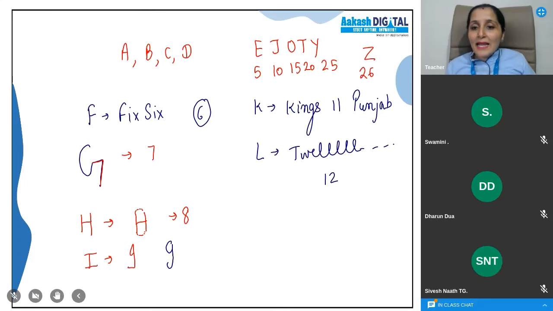Clear? K, L, M, and N. M and N are the middle letters. Total 26 letters, 26 divided by 2 is 13. So M is 13, N is 14. They are nothing but the middle letters.